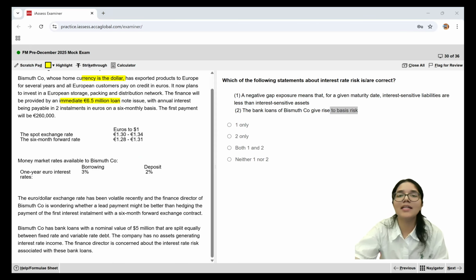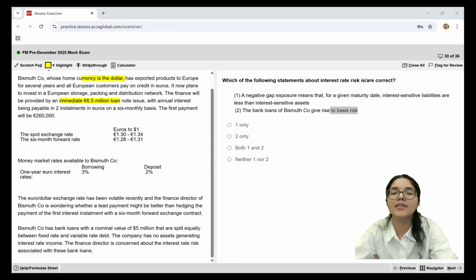Basis risk basically means, let's suppose, I had some assets and some liabilities which are determined using different bases. So maybe my liabilities are linked to SOFR and maybe my assets are linked to SONIA. So the rates are calculated using different bases. That is what basis risk is, but this does not happen to be the case for Bismuth company. So neither of the statements is correct, neither one nor two. This is what I will mark as my final answer for the last question, which pertains to this case study of Bismuth company.